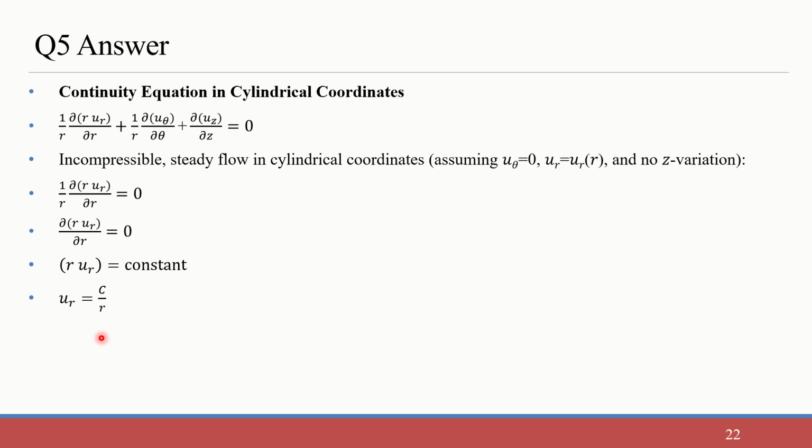I mean, that is the answer to this particular question, that is question 5. So what we did, we are asked to find ur. When we say purely radial flow, what was the meaning? It was asked in the question.